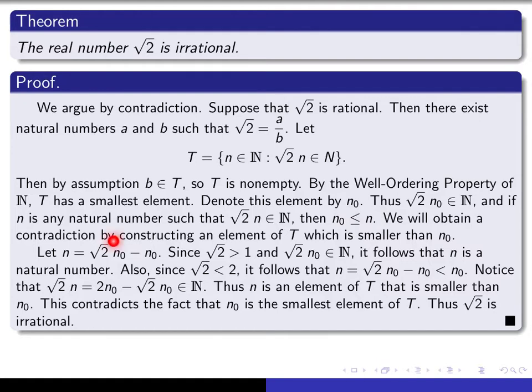And here's the one that's going to work. Let's let n be the number root 2 n0 minus n0. By assumption, root 2 n0 is a natural number. We're subtracting off another natural number, so the difference is certainly an integer, but since root 2 is bigger than 1, that implies that this is a positive integer. So in other words, n must necessarily be a natural number.